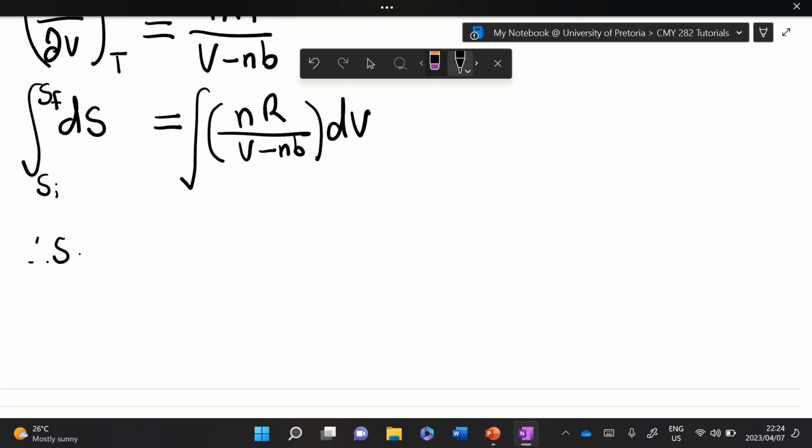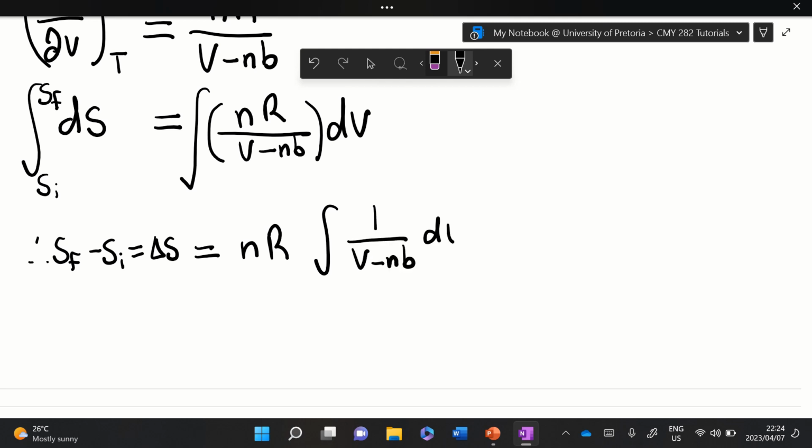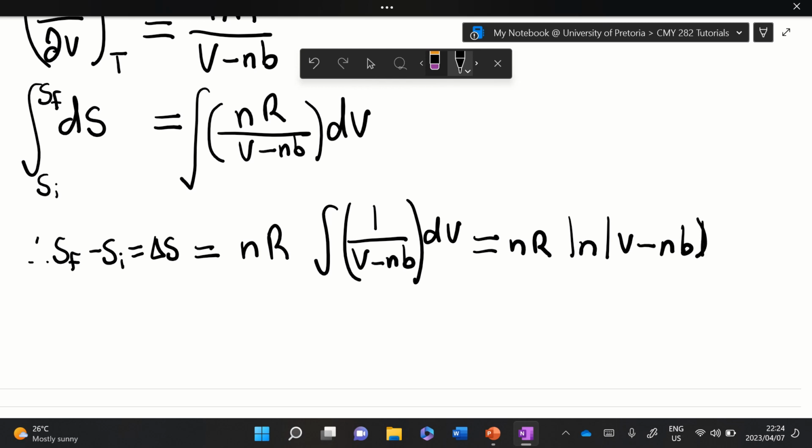written out explicitly, S_F minus S_I is equal to delta S, which is equal to this integral here: nR, the integral of 1 over V minus nb dV, which is equal to nR. So this is the general integral, so then we end up with ln of V minus nb. I'm doing the absolute value thing again. And because we just had a general integral, we need to remember there's some constant. Let's just call it constant 1 that we have. Okay. So this makes sense because the derivative of this would be nR times 1 over this, the derivative of that would just be 1. So that's all cool. The constant would fall away.